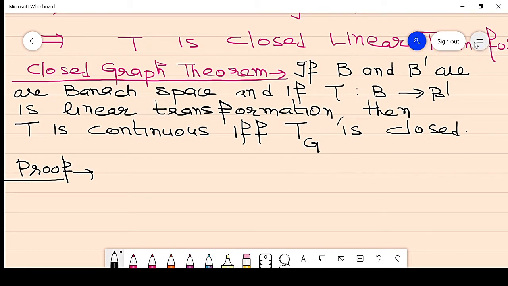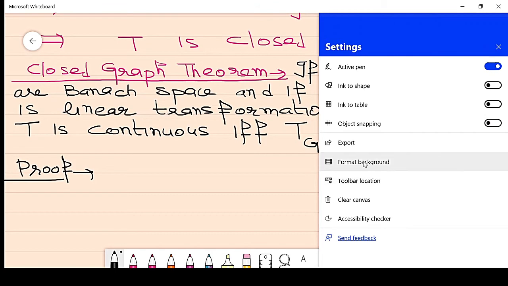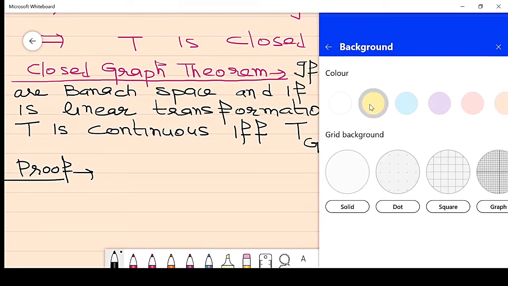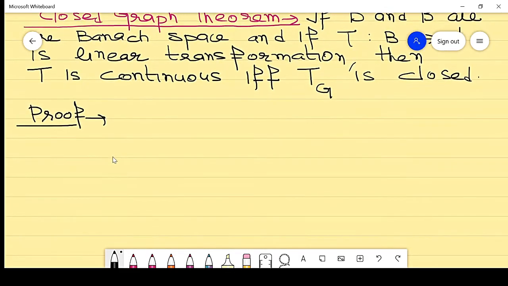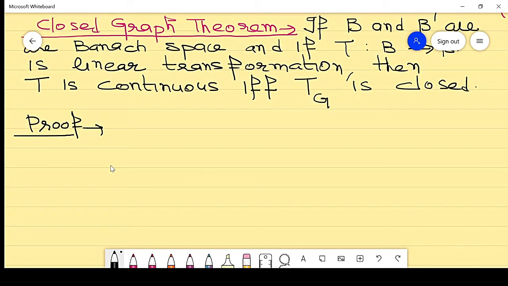First I will change the background color. Now this is a statement, and it is a very important result. In the examination, it will be asked as: state and prove the closed graph theorem. The first part: if T is continuous, then its graph is closed, and if its graph is closed, then T is continuous. It is an if and only if statement.